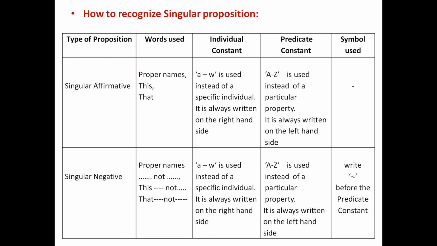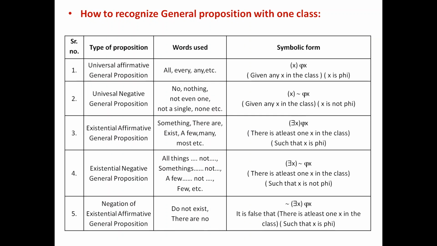Then we come to how to recognize general propositions with one class. Now suppose you have words like all, every, any, etc. with one class, then it is a universal affirmative general proposition, and the symbolic form is universal quantifier phi x. It means that given any x in the class, x is phi. Second is no, nothing, not even one, not a single, none, etc. Such words are used and it is a universal negative general proposition, and the symbolic form will be universal quantifier curl phi x. It means that given any x in the class, x is not phi.